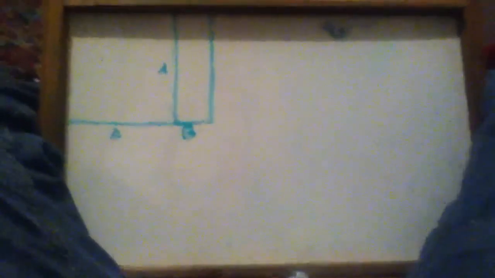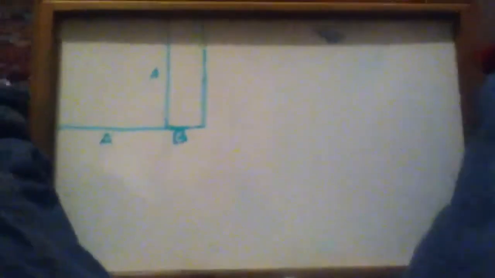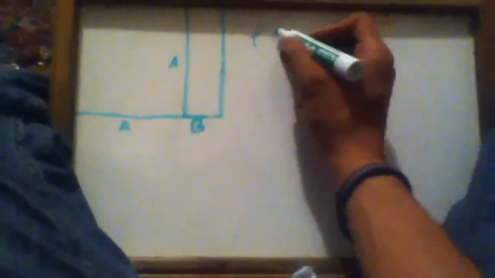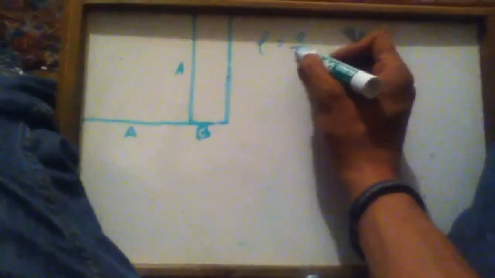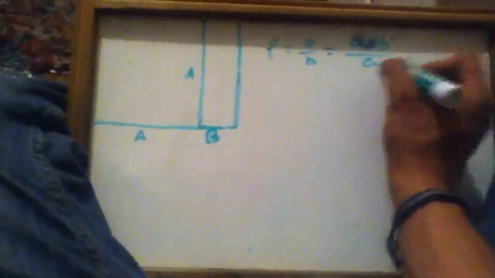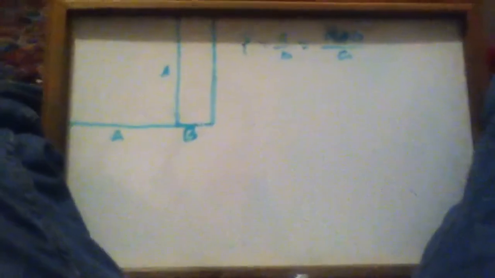Ratio. Right, so let me get straight to it. The golden ratio is this thing called phi, and basically it is A over B, which equals A plus B over A. Cool.